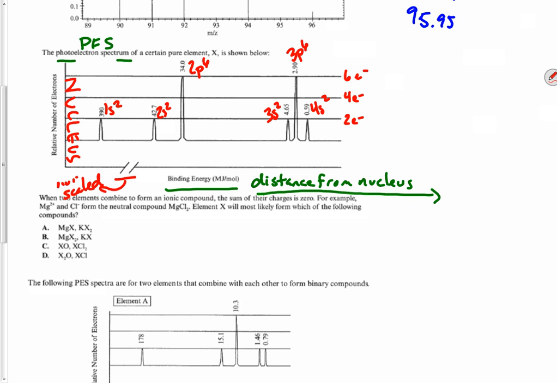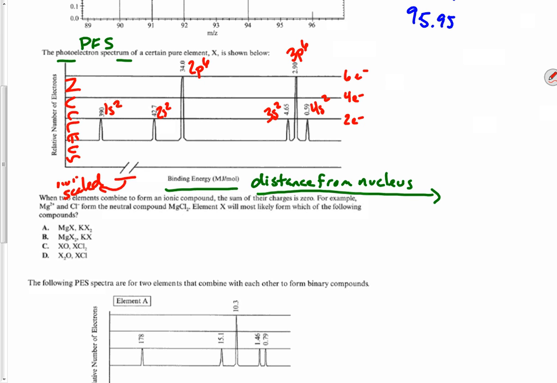So it says that was the identification of it. When two elements combine to form an ionic compound, here's the question now. The sum of their charges is 0. For example, Mg2+ and Cl- form neutral compound MgCl2. Element X, which is above, would most likely form which of the following compounds?